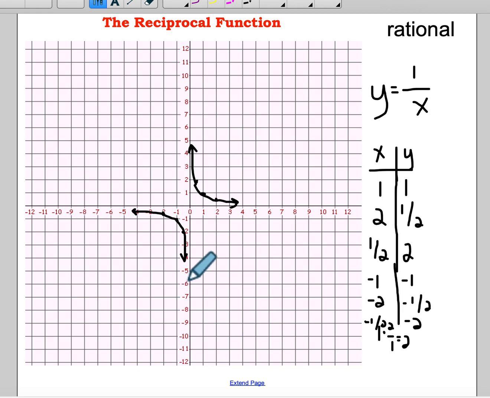And so this right here is your reciprocal function, the parent function of a reciprocal or rational function. It's the easiest one you can get. Again, it did require a little bit of work, but you want to get comfortable knowing that one.